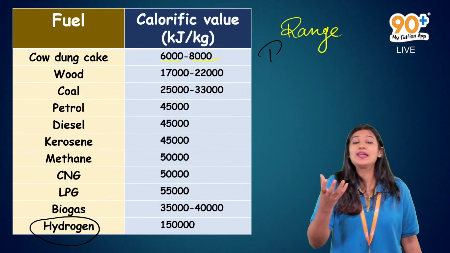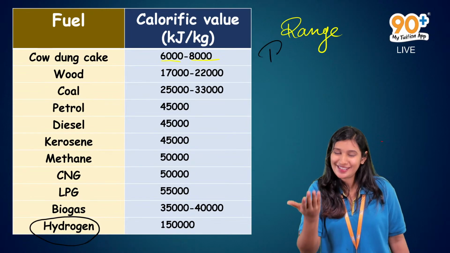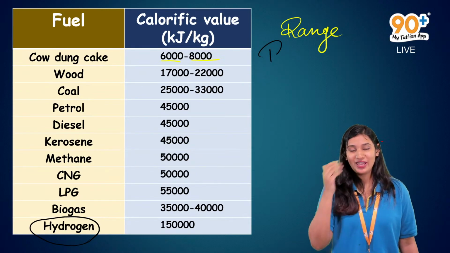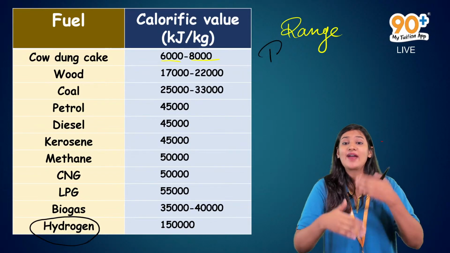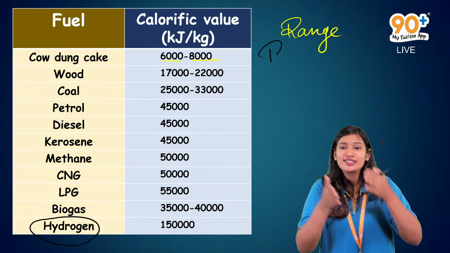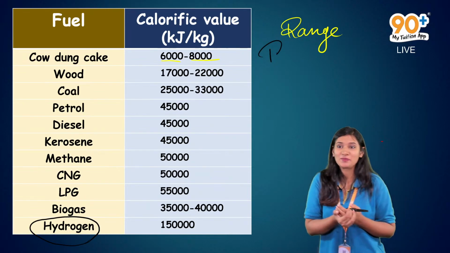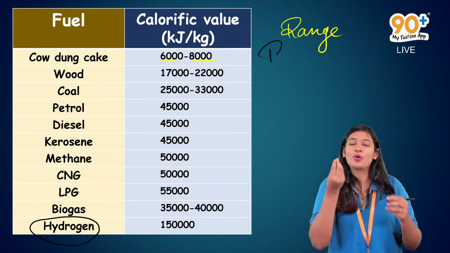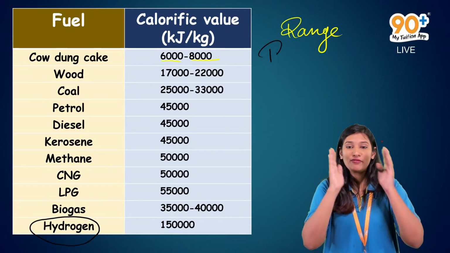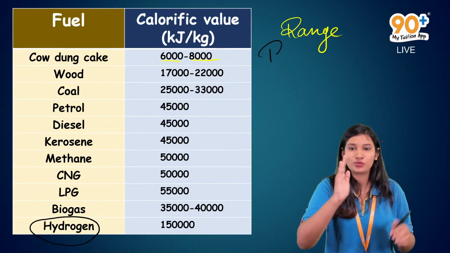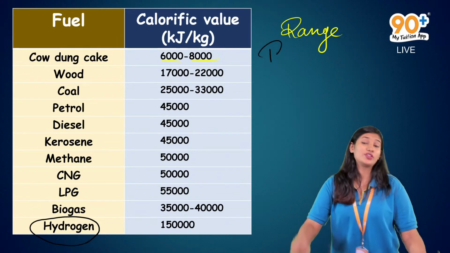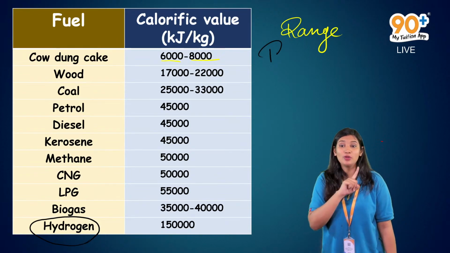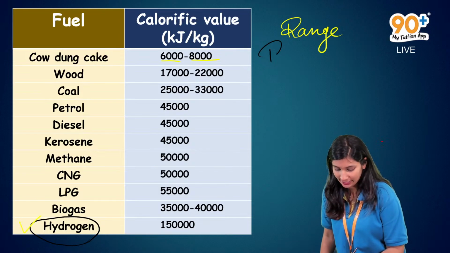Because it depends upon the quality of the fuel. Even for coal, there are different types of coal: anthracite, lignite, and different varieties. Wood also depends upon the quality of the wood. So we cannot give an accurate value, we can only give a range. So which is the fuel with the highest calorific value? Please don't forget, it is hydrogen.